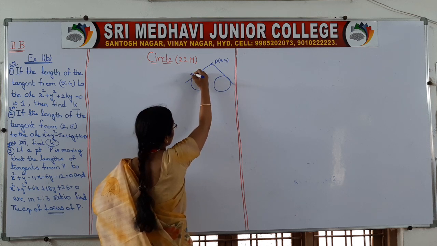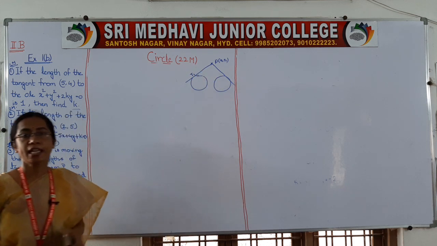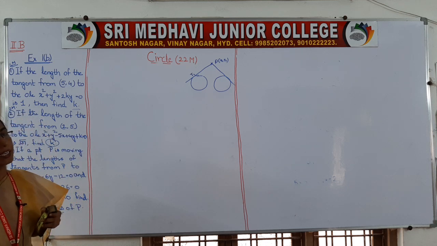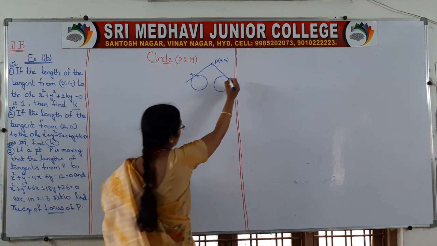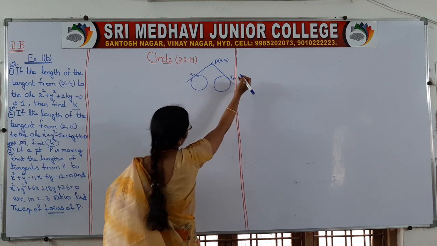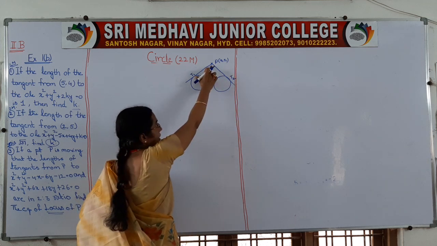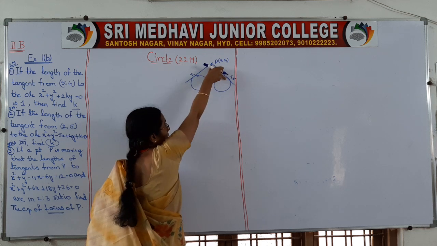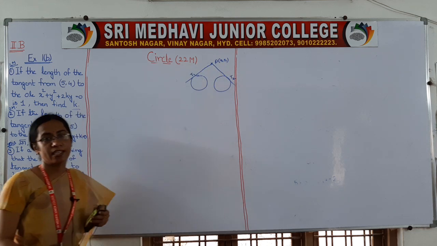So here it is touching. What is meant by tangent? The line which touches the circle at one point is called a tangent. So this is PT1 and this is PT2. This is the tangent to the first circle, and this is the tangent to the second circle.